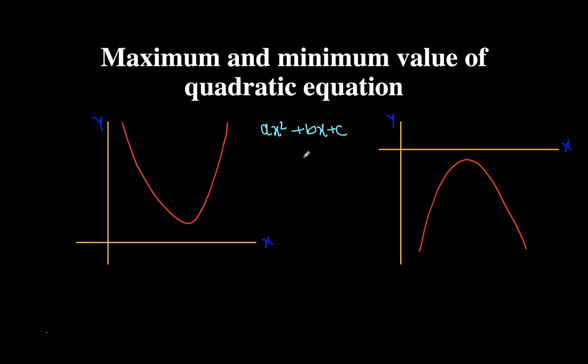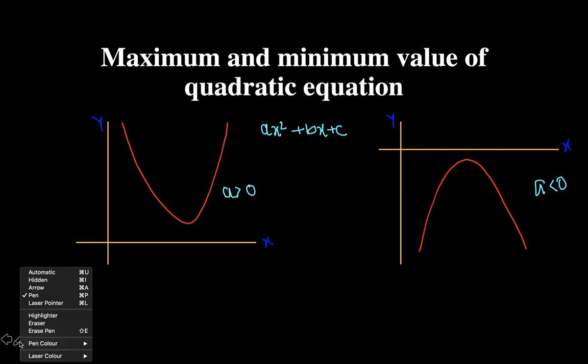Hello everyone. So in this session, I'm going to discuss the maximum and minimum value of a quadratic equation or a quadratic expression. Now, a quadratic expression can be written in this form: ax square plus bx plus c. And we know that we will get an upward graph if your a is greater than 0, and you will get a downward graph if your a is less than 0.